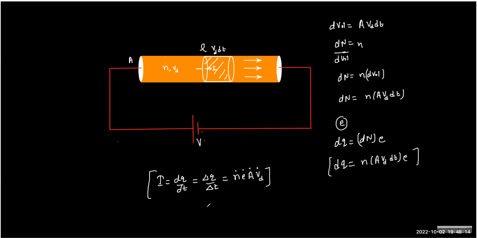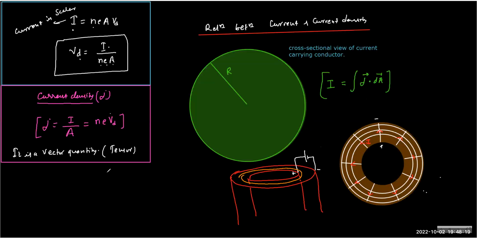Anyway, so we are going to derive. We got I equals nEAVd, and then Vd equals I by nEA, and then we got J equals nEVd. The current and current density relation is very simple: it is J dot dA. Luckily in this case, if I choose J to be inward, and the dA vector I also take inward because it's an open surface, then J dot dA will be how much, guys? The angle between the J vector and dA vector will be 0.